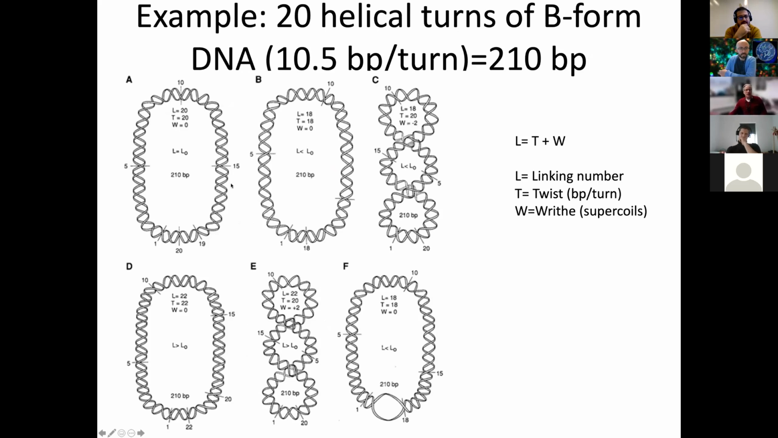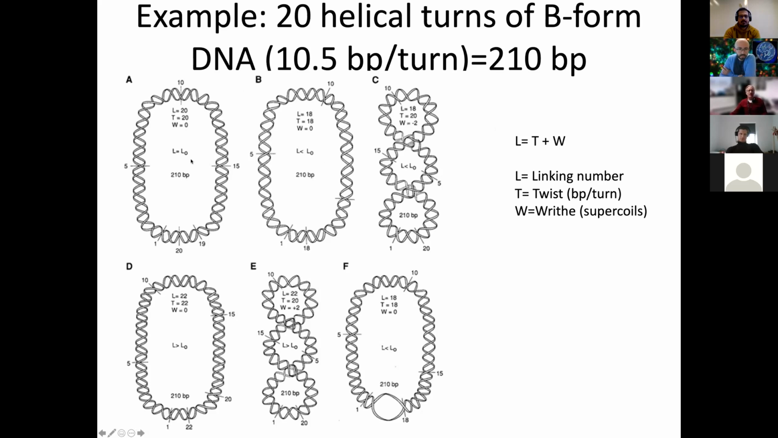Let's assume that there are 10.5 base pairs per turn in B-DNA. If we have a 210 base pair closed circular piece of DNA that's completely relaxed, there will be 20 complete turns of the DNA. The topology of a closed circular DNA can be represented here by linking number: twist plus writhe, which is supercoils, equals the linking number. When the linking number is equal to the twist, there are no supercoils. If the DNA is undertwisted, then you get negative supercoils, and if DNA is overtwisted, you get positive supercoils.